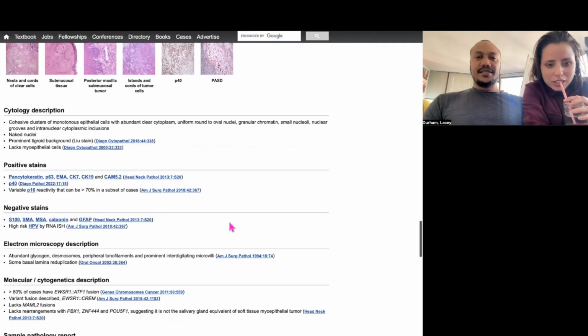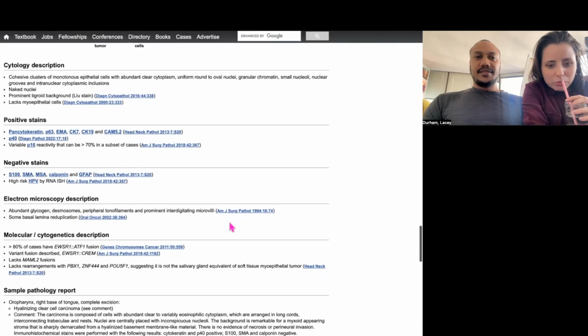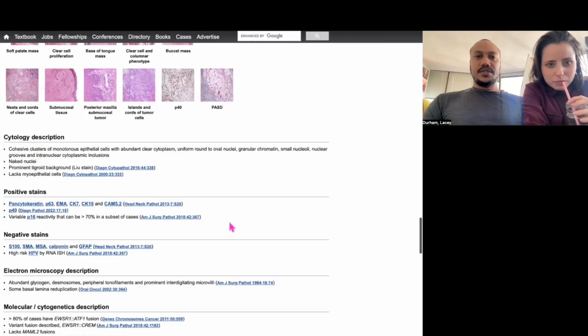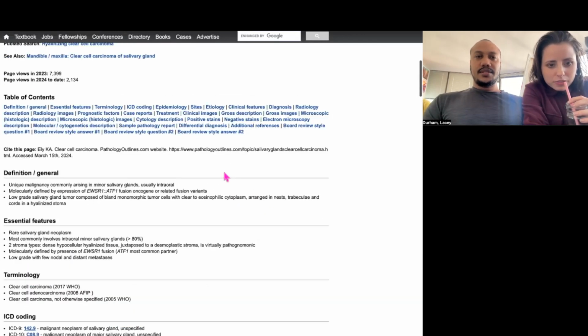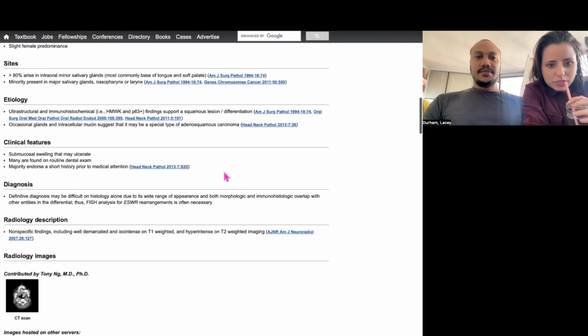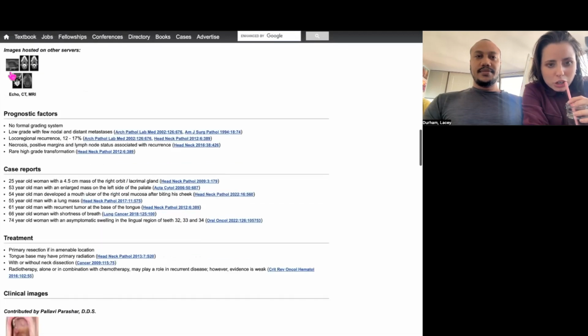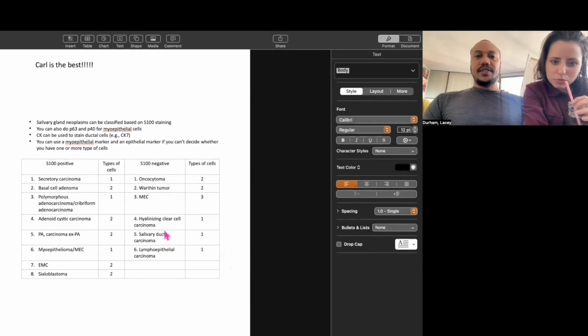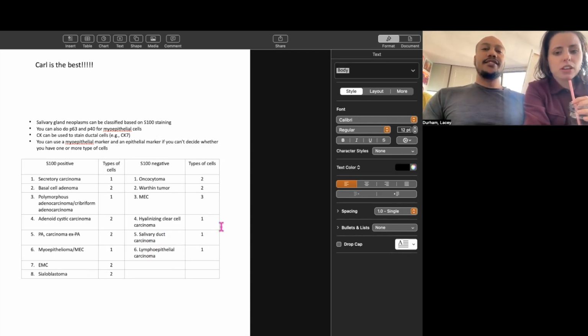Hyalinizing clear cell. Do you have a prognosis? Usually at the top. Prognosis: low grade, local recurrence, no metastasis. Okay, cool. Rare high grade. That's cool. Hyalinizing clear cell. Okay. And then you can have things like salivary duct carcinoma and lymphoepithelial carcinoma.